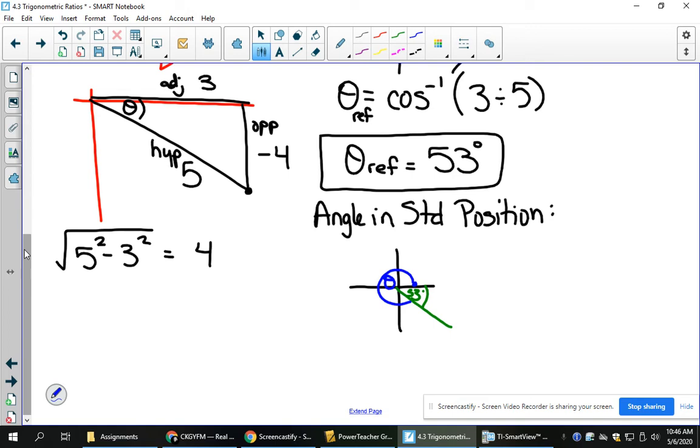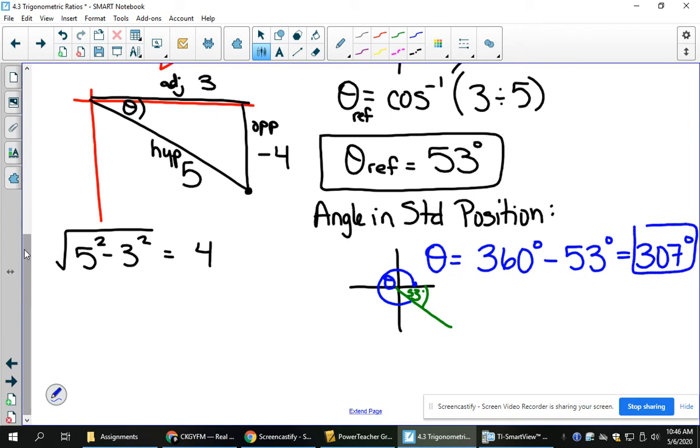Well, if you imagine the blue angle and the green angle added together, they would make a complete circle. A complete circle is 360 degrees. And if I take away the reference angle, all I'm going to be left with is the blue angle theta. So 360 minus 53 is 307 degrees. That is my angle in standard position. Another term that we can use is principal angle.